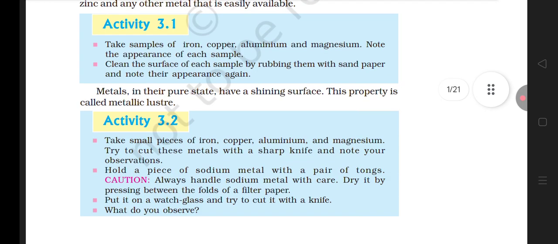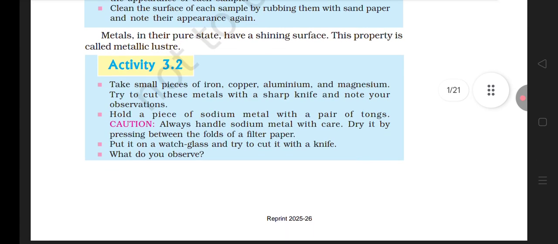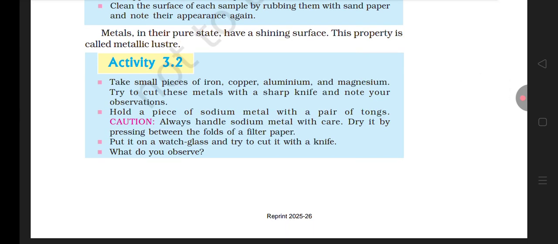So activity 3.1. Take the samples of iron, copper, aluminium and magnesium. Note down the appearance of each sample. Clean the surface of each sample by rubbing them with sandpaper and note their appearance again. Now, what you have to do is collect the samples of these metals and rub them with the sandpaper. Metals in their pure state have a shining surface. This property is known as metallic luster. So metals are lustrous. Lustrous means they are very shiny.